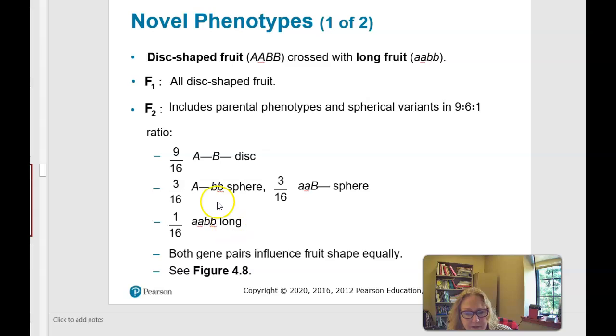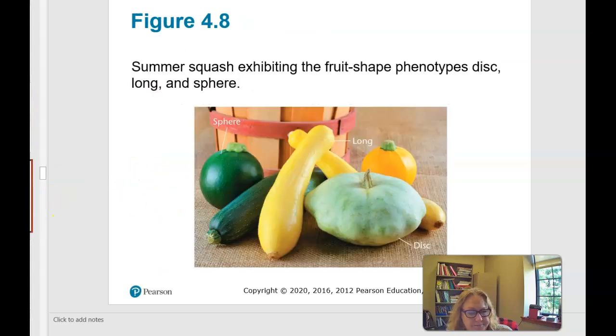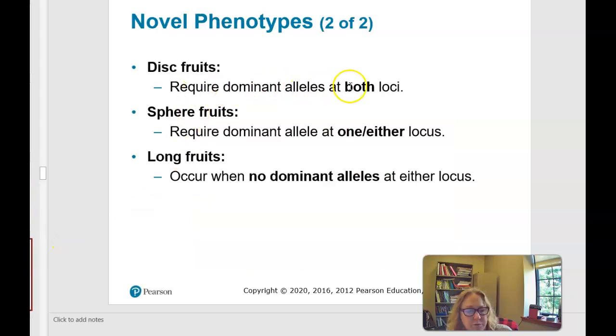Do you see what we got there? Totally homozygous dominant is disk. Totally homozygous recessive is long. And everything else in the middle is a sphere. Here's what fruit looks like. Disc fruit required dominant alleles at both loci. The sphere fruit on either.